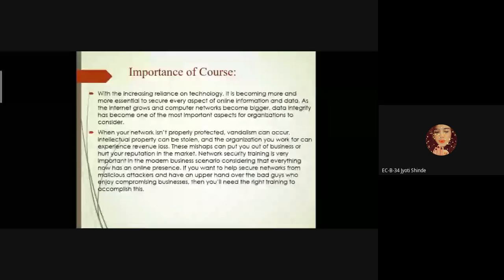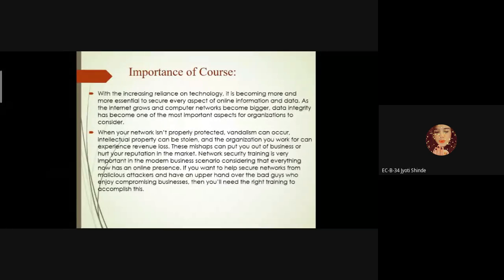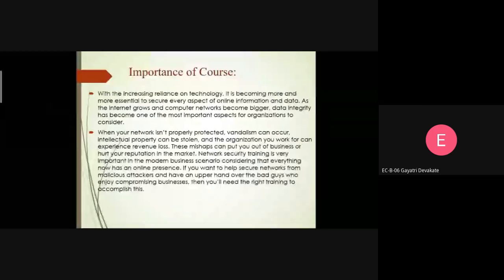Can anyone tell? Yes, anyone? It reduces the risk of loss of data theft. Okay, very good.